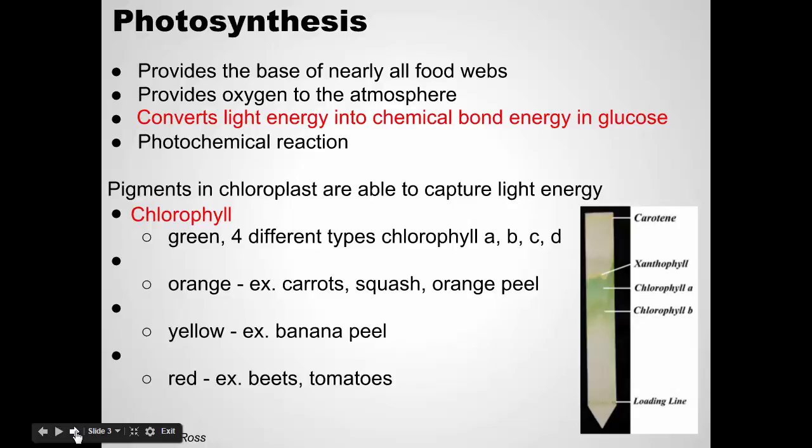There are other pigments as well, though. There's carotene. Carotene is an orange pigment. It's what makes carrots orange. It's in an orange peel. Squash. The orange color of those comes from carotene pigment. There's xanthophyll, which is a yellow pigment. It's what makes bananas yellow.